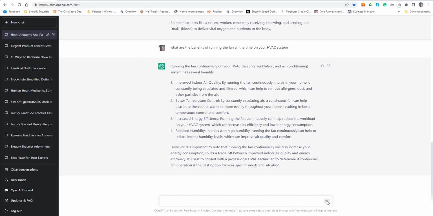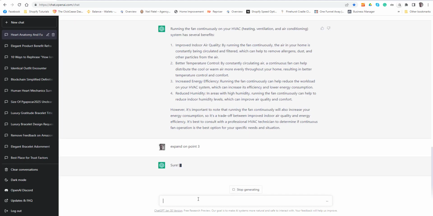Well, that's contrary to point number 3. So basically, I can just say, okay, let's see, expand. I could say expand on point 3, or I could say elaborate on point 3, and it's going to understand me because it's natural language. So I just go ahead and hit expand on point 3.